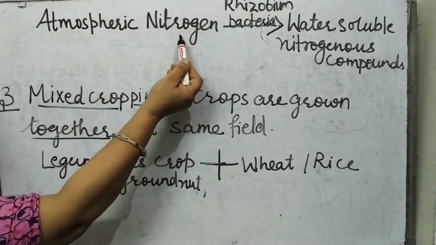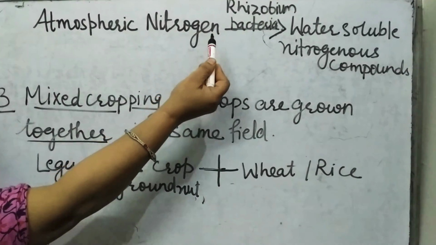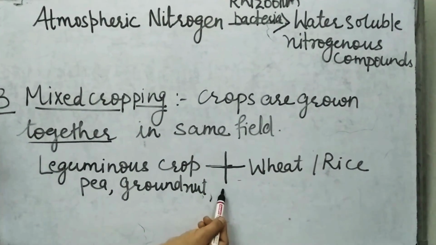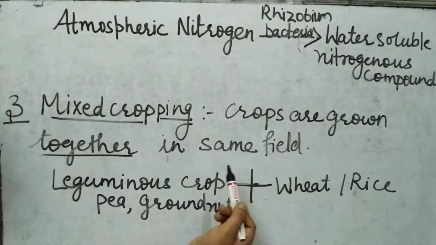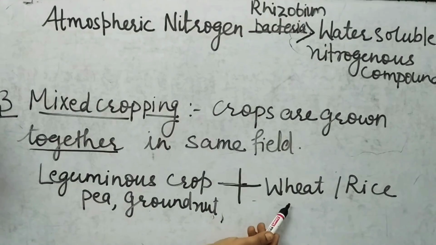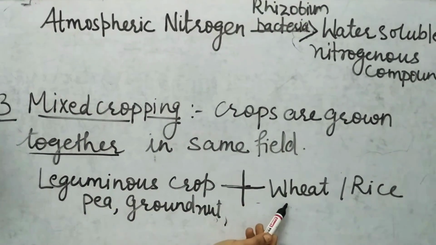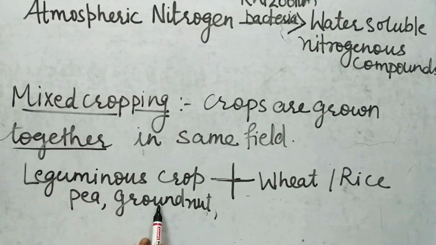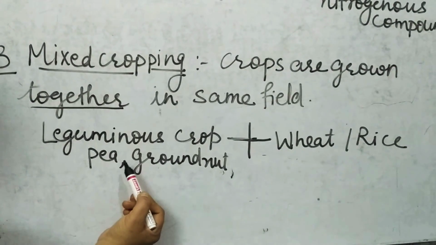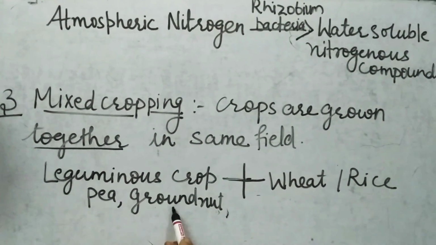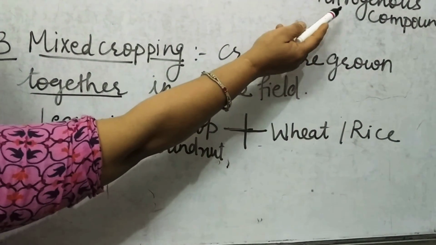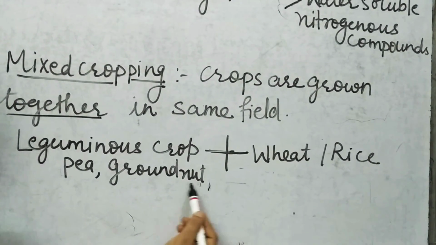As in crop rotation, where after every season we have to change the crop, here the target is the same. One crop's requirement is fulfilled by the other, but they are grown simultaneously in the same field at the same time. As wheat absorbs nitrogen, the deficiency of nitrogen in the soil will be fulfilled by the leguminous crop, because it has rhizobium bacteria which will do nitrogen fixation and convert atmospheric nitrogen into soluble nitrogenous compounds. Here also the target is the same.